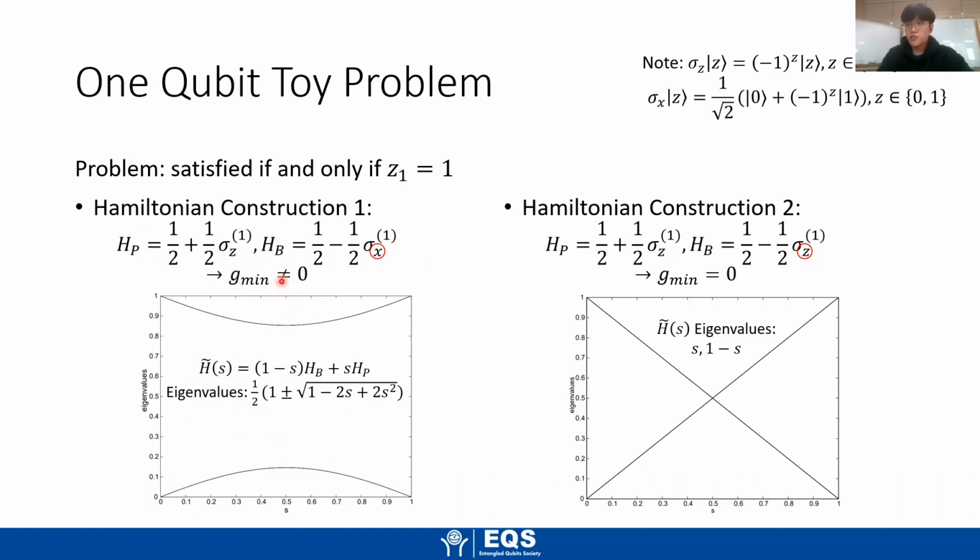But let's say that we change our formulation so that the initial Hamiltonian is written as follows. Actually, instead of using the X Pauli, we use the Z Pauli. Then we can see that the H tilde S eigenvalues have S and 1 minus S. So at S equal to 0.5, that G min is actually 0. So we will not be able to use adiabatic quantum computing in this.